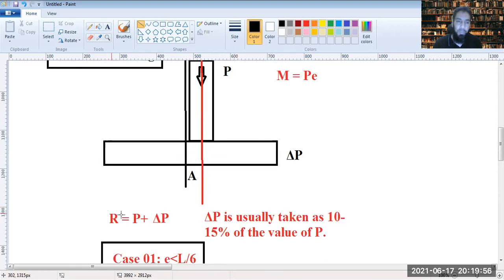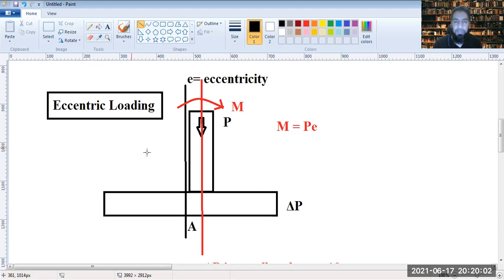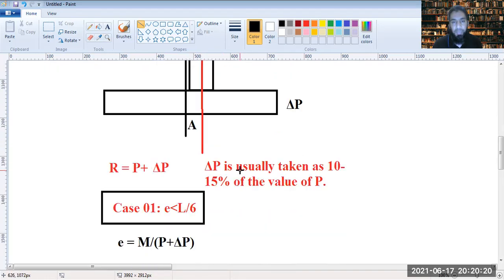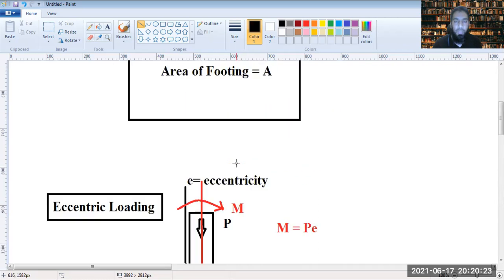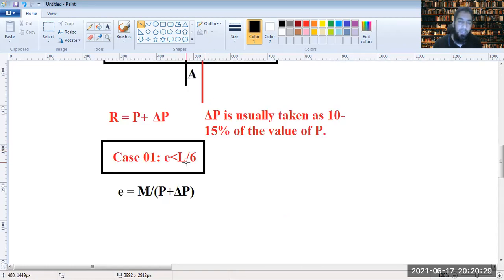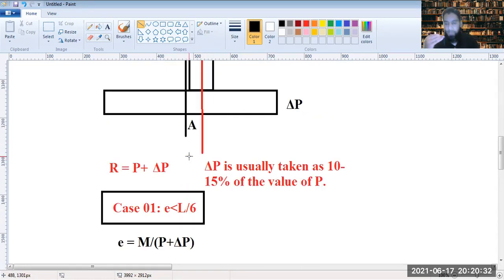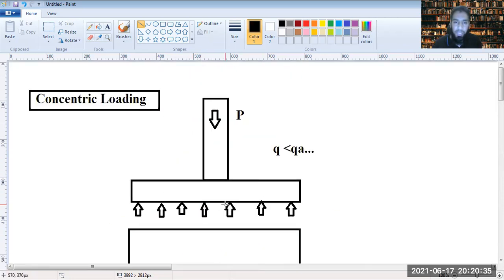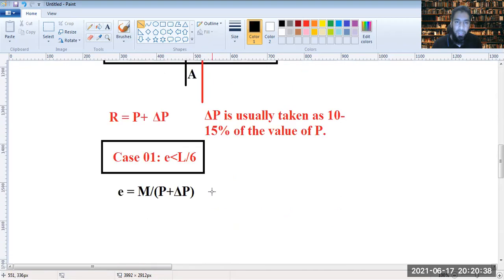So the reaction that would be offered by the soil to this load, P plus delta P, would be R. Now that reaction, because now the load is at an eccentricity E from the center. This red line from the black line is at E distance. So thereby, a moment M is generated in the column, and that M is P into E. Now, once we know the moment M being P into E, how would the soil pressure actually act? In the concentric loading, it was uniform, P by A stress, the soil pressure.